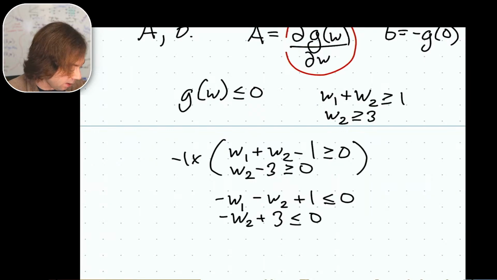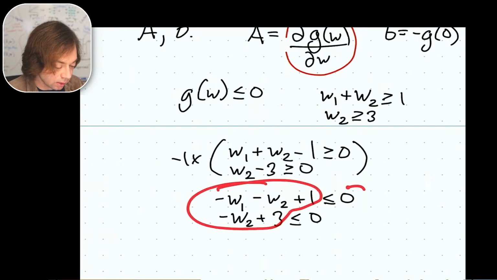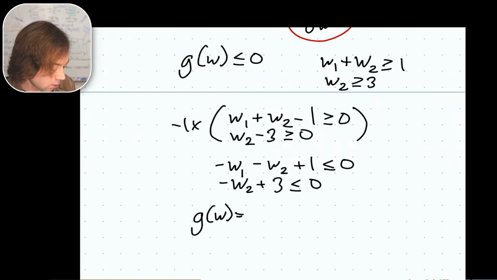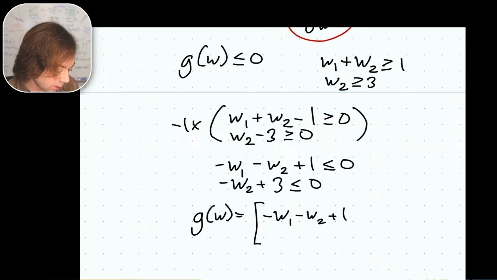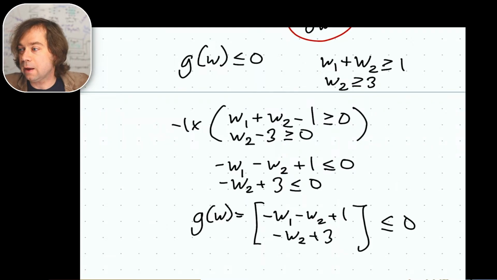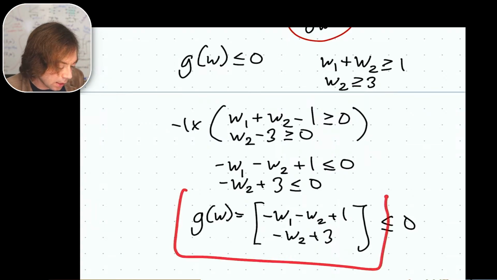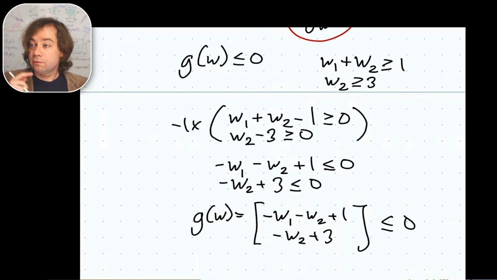Now we have this function is less than or equal to 0. That means that if we say our g of w is equal to minus W1 minus W2 plus 1, then minus W2 plus 3, that is less than or equal to 0. Okay, we're great. Congratulations. We have our g of w. Now we can just figure out what A and B are.